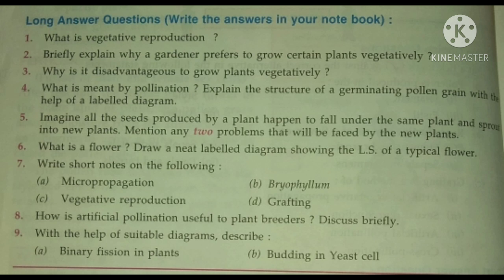Next question, what is meant by pollination? Explain the structure of a germinating pollen grain with the help of a labeled diagram. First you have to write the meaning of pollination. Pollination is the process of transfer of pollen grains from anther to the stigma of a flower. It is there on page number 21.